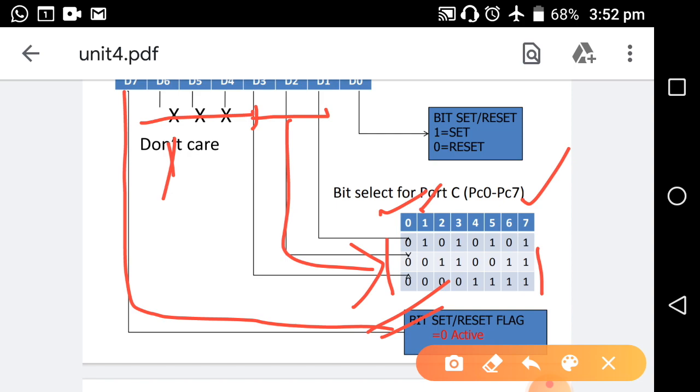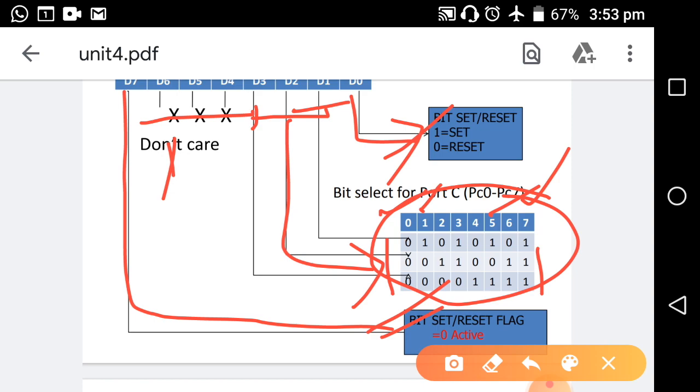Okay, according to the position of the D3, D2, D1 bits, one pin of PC0 to PC7 will be selected, and according to D0 this bit can be set or reset. If the D0 bit of the control word register is 1, then the selected bit of PC will be set, and if D0 is 0, then the selected bit of PC is reset.